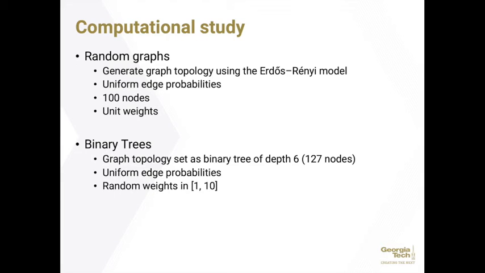And then for sparse instances, we looked at binary trees of depth 6, which have 127 nodes, with uniform edge probabilities. In this case, the randomness in the structure comes from random weight assignments, where all the weights were selected between 1 and 10.